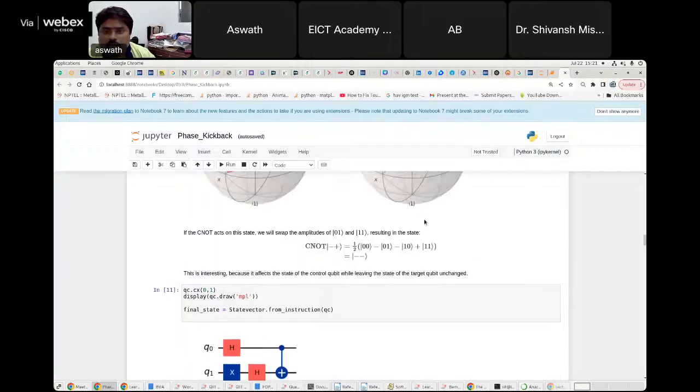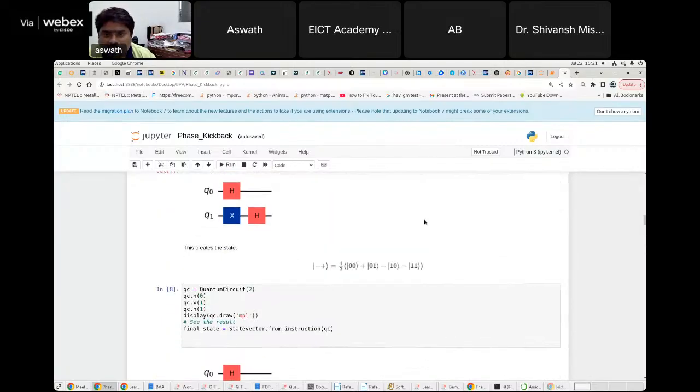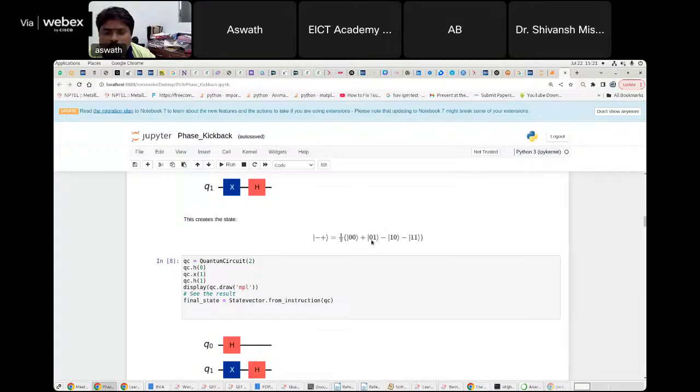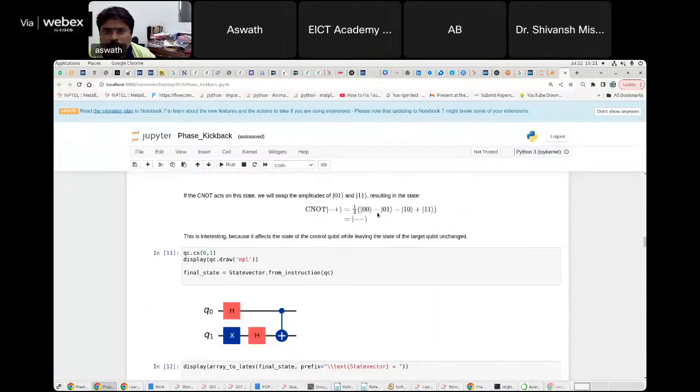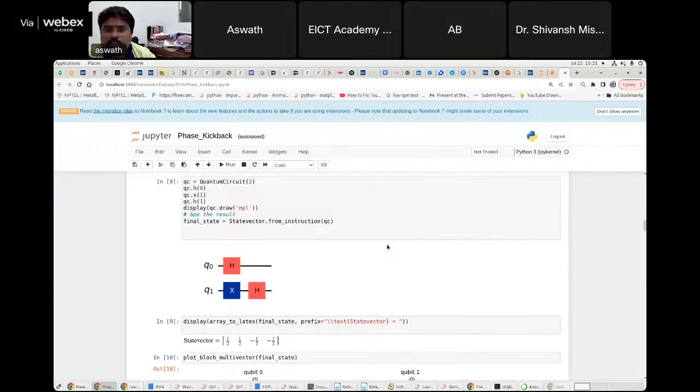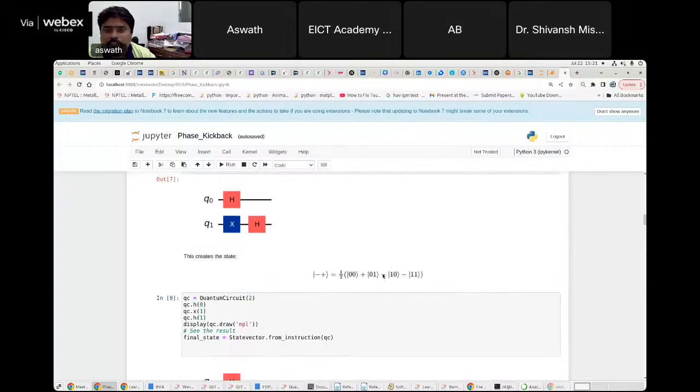Wait, they have already interchanged. Yeah, 1 0 and 1 1. So this becomes 1 1, this becomes 1 0. So there is a minus sign. They put this here and they put this one here. This minus will come at the second term. A positive term comes at the right. The third term remains as it is. You see, third term remains as it is.